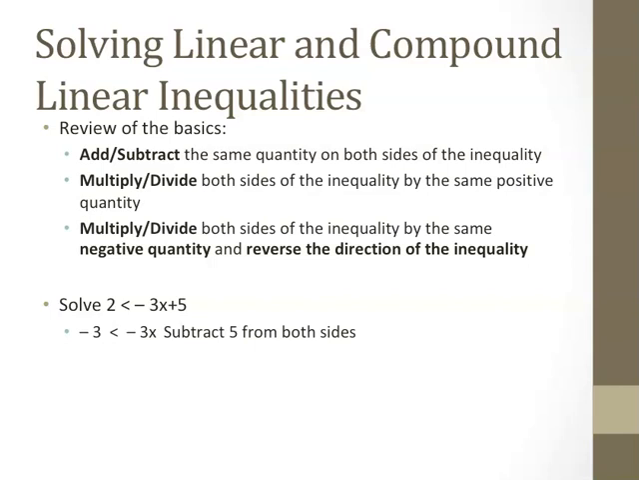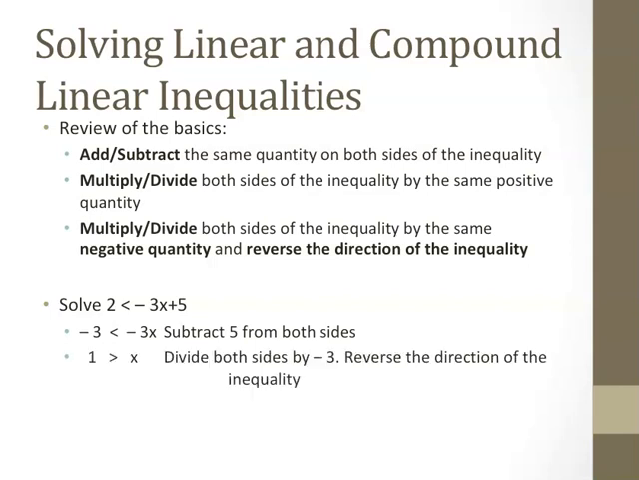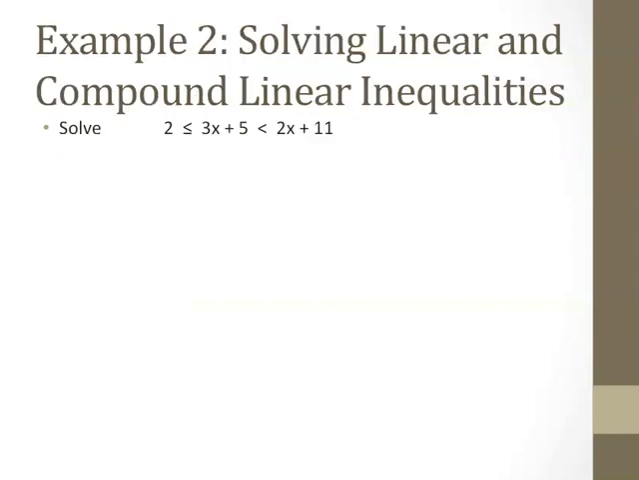So this is going to become 1 greater than x. Now let's look at an example where we have a compound linear inequality. A compound linear inequality means that you have more than one inequality in your expression. So here we have 2 less than or equal to 3x plus 5 less than 2x plus 11.